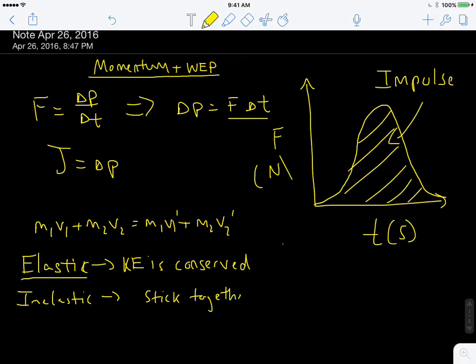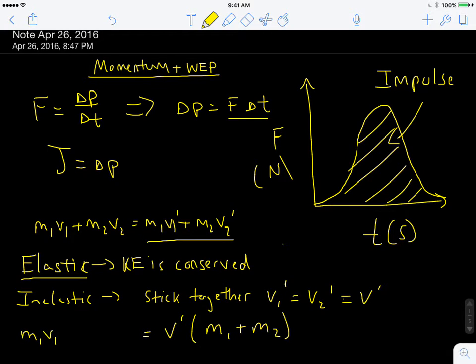When the two objects stick together, that means v1 prime is equal to v2 prime, so let's just call it v prime. Looking at the second half of this equation, for a totally inelastic collision we can pull out that v prime, and then we have m1 plus m2. That is still going to be equal to your m1 v1 plus m2 v2.